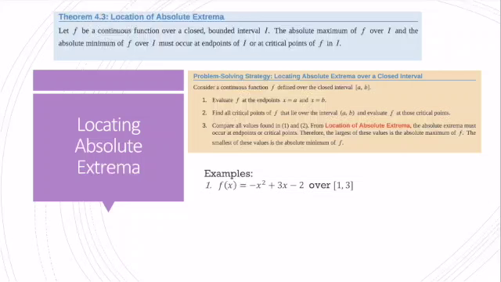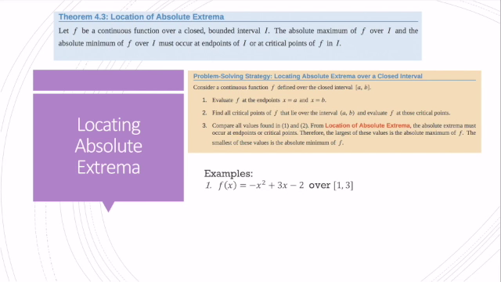Next, I want to focus on locating absolute extrema. So remember that if f is a continuous function over a closed bounded interval I, then the absolute maximum of f over I and the absolute minimum of f over I must occur at the endpoints of I or at a critical point of f in I. So that would be absolute extrema.